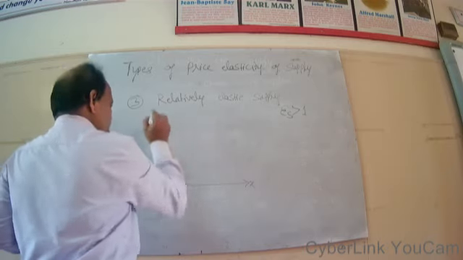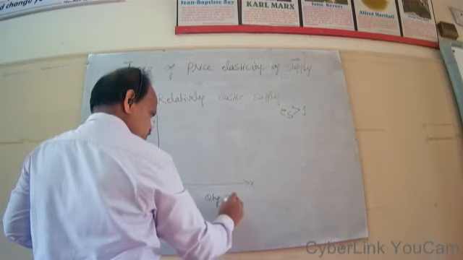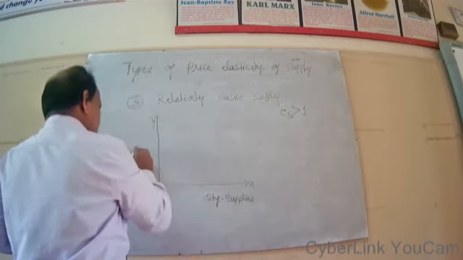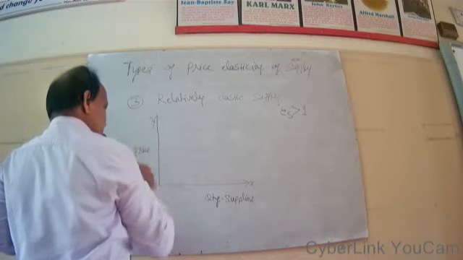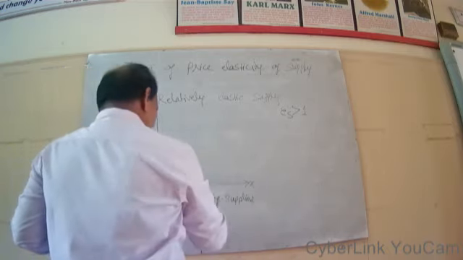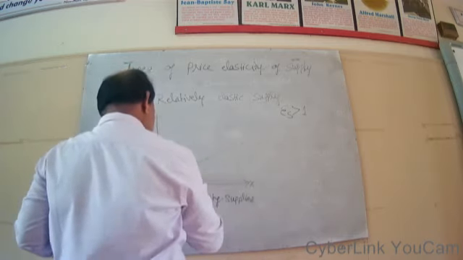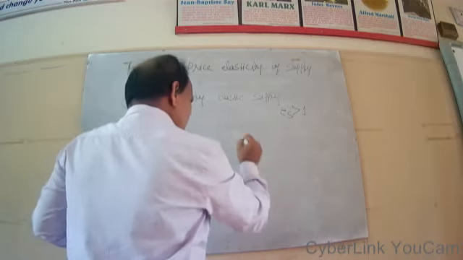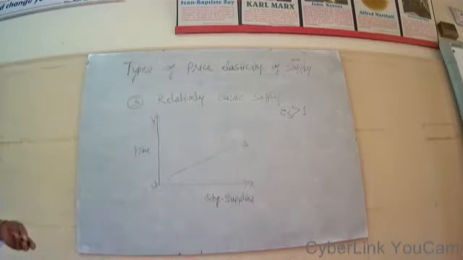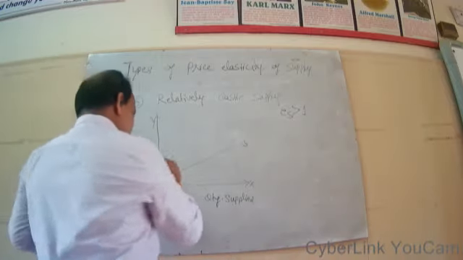OX, OY. Quantity supplied, and here price. So the slope of the supply curve will be very small. As the slope of the supply curve decreases, automatically the value of elasticity of supply will go on increasing. In this case, you can observe the shape of the supply curve. SS represents the supply curve.